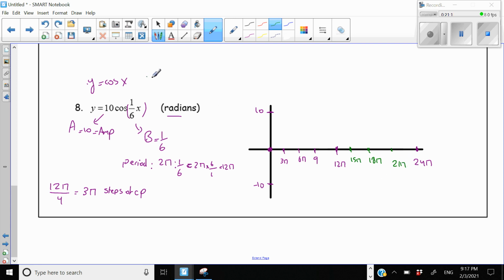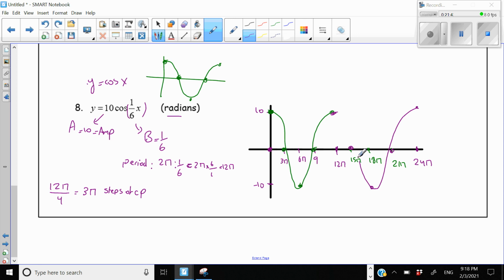Now I know that the graph of cosine looks like this: high, middle, low, middle, high. So the first critical point is the high point, next is middle, then low point, middle point, and high point. So that's the first one, and the second one again, high, middle, low, middle, high. So we graphed 2 cycles here.